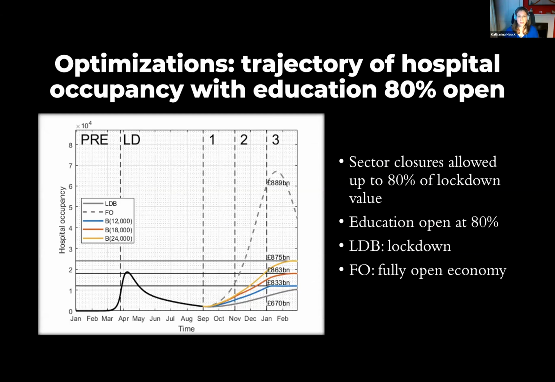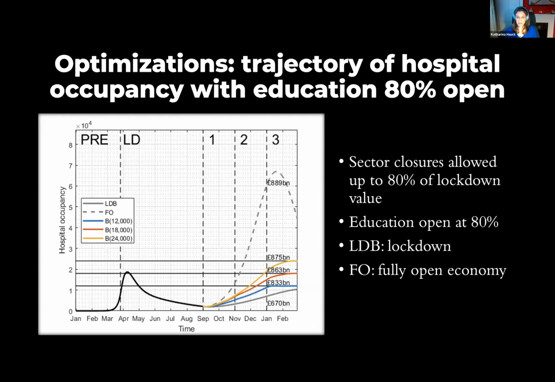So here you can see the trajectory of hospital occupancy when we force the education sector to stay open at 80%, but optimize over the rest of the economy. And the associated GDP that we will accumulate over 6 months by following these different strategies. The gray dashed line is a fully open economy, so an unmitigated pandemic. The gray line right at the bottom, associated with 670 billion GDP, is a strategy if we were to continue a fully locked down economy.